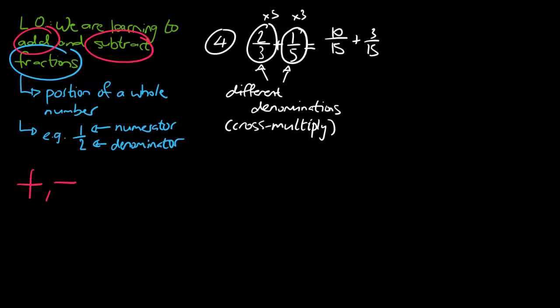We've now got the same denominators. We can carry on the same process we learned before. So that's going to be 13 over 15. And I don't think I can simplify that fraction anymore. So there's our final answer. So let's have a go at another one.